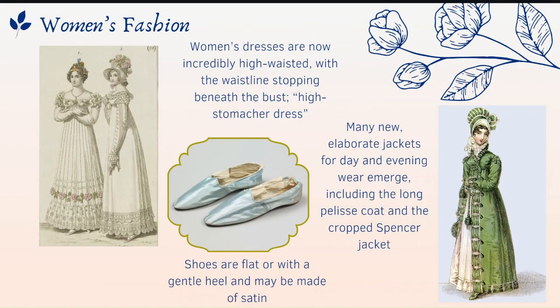Now let's get into women's fashion. Women's dresses are now incredibly high-waisted, with the waistline stopping beneath the bust. It is called a high stomacher dress. These dresses are often made of see-through muslin. Shoes are flat or with a gentle heel, and may be made of satin, leather, or fabric. And many new elaborate jacket styles for day and evening wear emerge, including the long pelisse coat to the right and the cropped Spencer jacket.